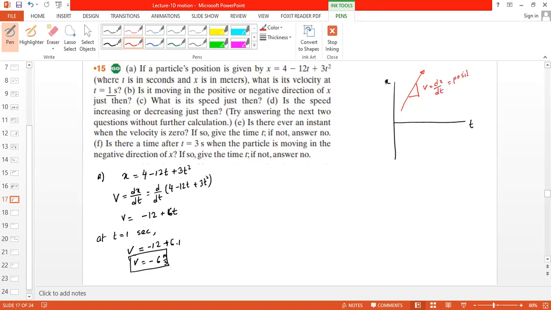And another object, let's say it is traveling this way. It is traveling to the negative x-axis. So in that case, when you get a slope, you see the slope will be negative. So v equal to negative. So if the slope is negative, that means that the object is traveling to the negative x-axis. Is that clear? Yes, sir. Okay.